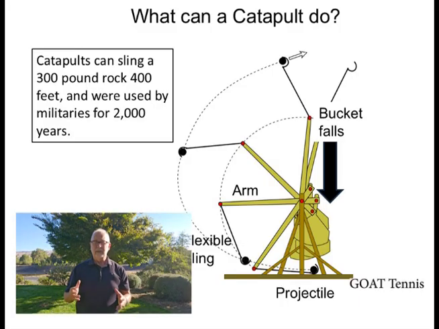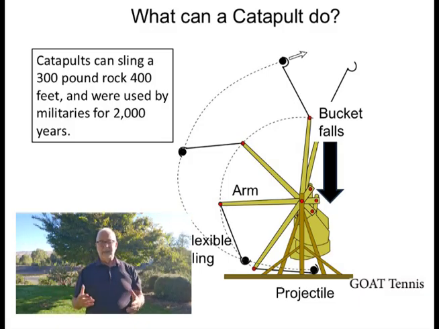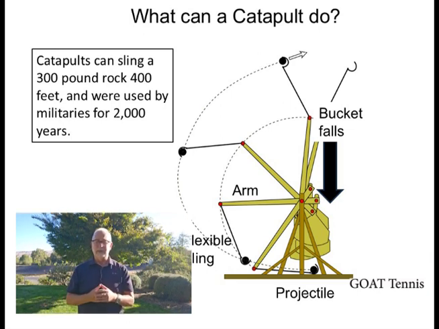So militaries have used catapults for over 2,000 years. And the reason being is that they can throw as much as a 300-pound rock 400 feet, smashing down castle walls or siege protection. And this was just a standard instrument of military power.